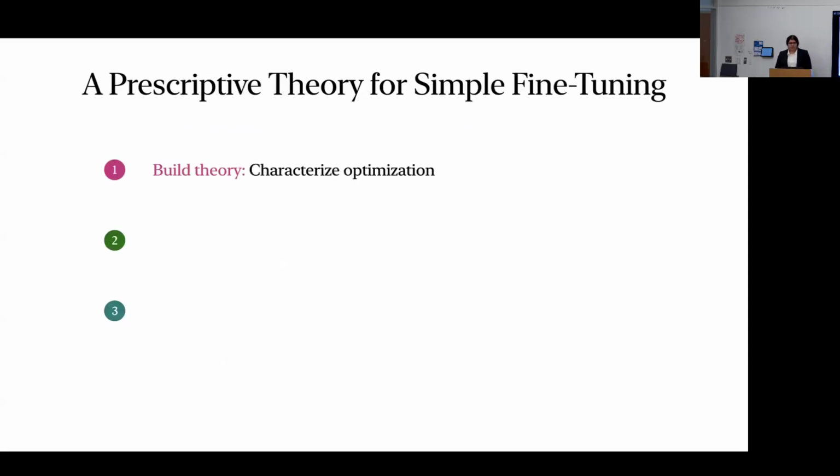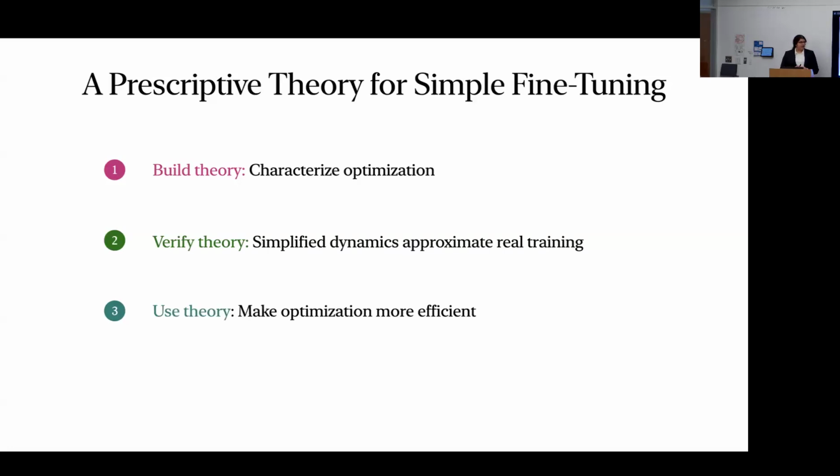Okay, so in this section, I'm going to build the theory by characterizing the optimization dynamics when we fine-tune models, and I'll talk about why that's a particular technical challenge. And then I'll verify the theory by showing that the simplified dynamics can approximate the real training of these models. And finally, I'll use the theory to make optimization more efficient. In particular, this line of work leads to this algorithm called MeZO, which allows you to fine-tune models with up to 12 times less memory and half as many GPU hours.